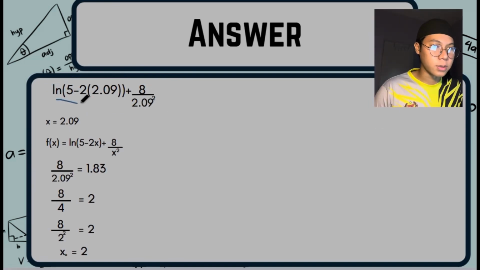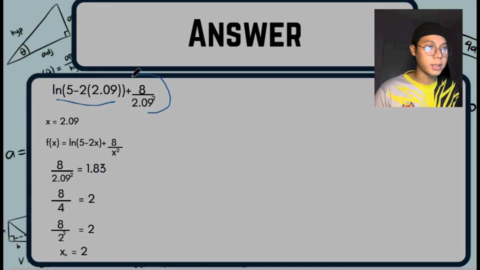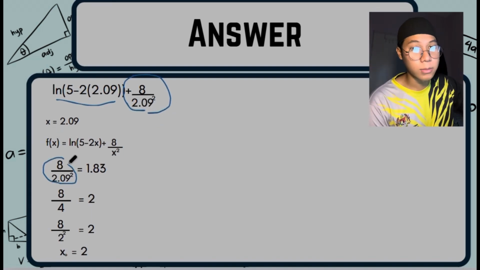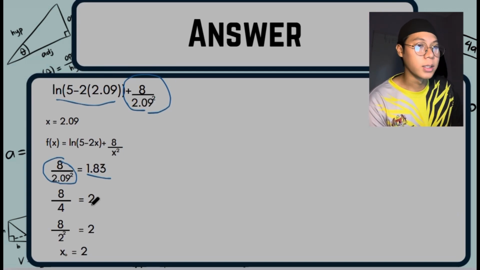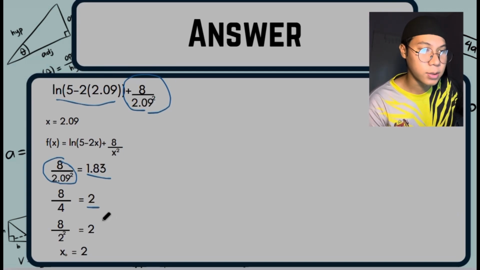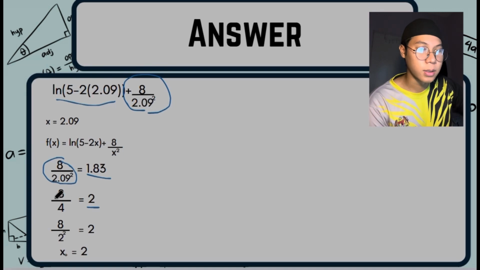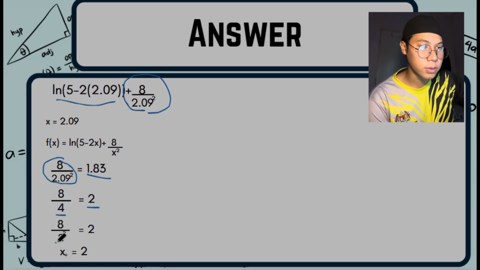Now, to find the x0, we need to choose between ln(5 minus 2 times 2.09) or 8 over 2.09 squared. So I'm going to choose 8 over 2.09 squared, which results in 1.83. So let's pick the closest number to 1.83. The closest number to 1.83 is 2. So how do we get 2? We get 2 by dividing 8 over 4. And 4 is also 2 squared.